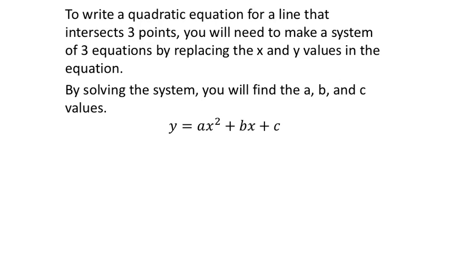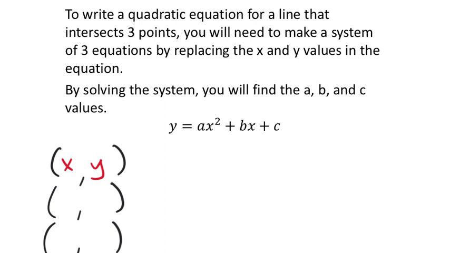To write a quadratic equation for a line that intersects 3 points, you will need to make a system of 3 equations by replacing the x and y values in the equation, because that's what it gives you. Okay, so remember, we have this format here, y equals ax squared plus bx plus c, which we love so much. But in the ordered pairs, they're going to give us 3 ordered pairs, and then you got x and y values throughout.